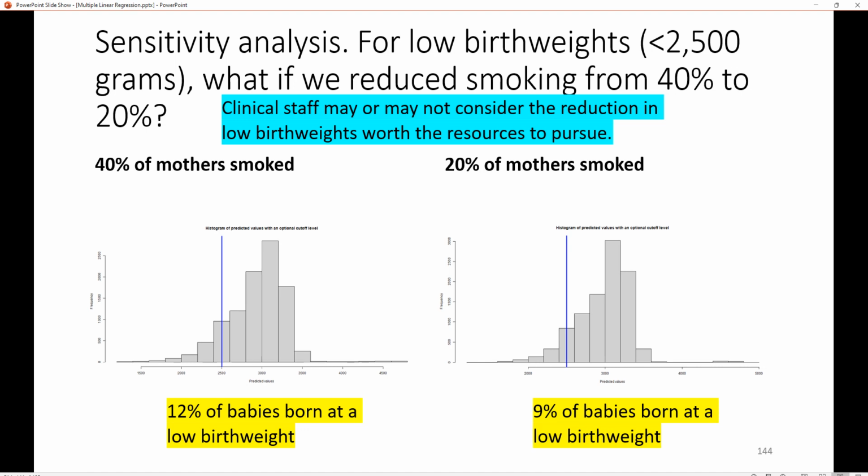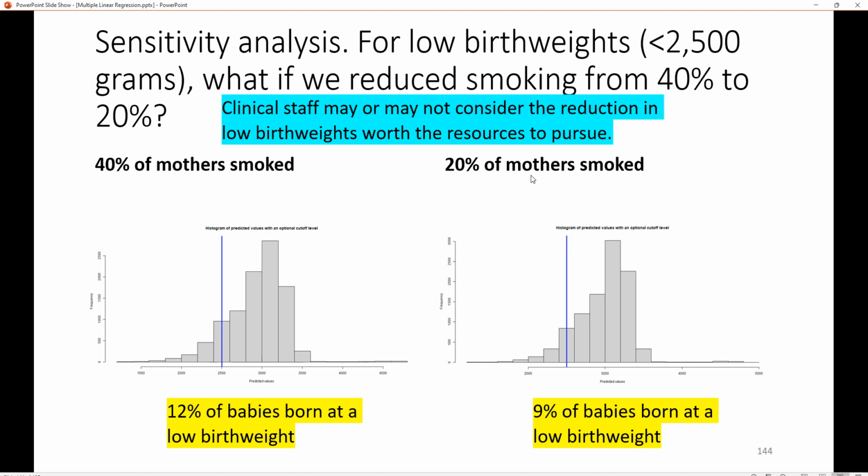For age, we might keep the distributions the same. But for smoking status, we might modify that. So in that first set of data, on the first graph, we see that 40% of mothers smoked. So that was the data that we were looking at. So we're going to kind of think of this as a before.